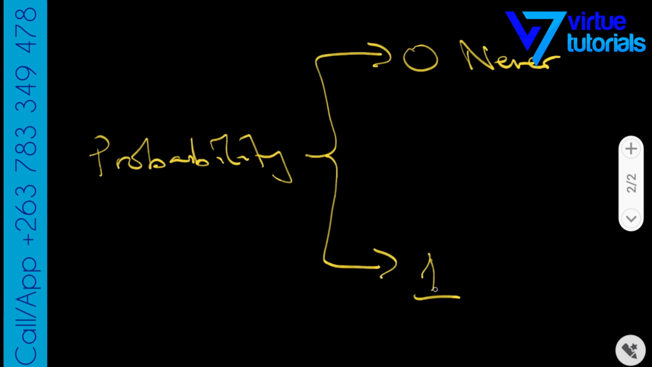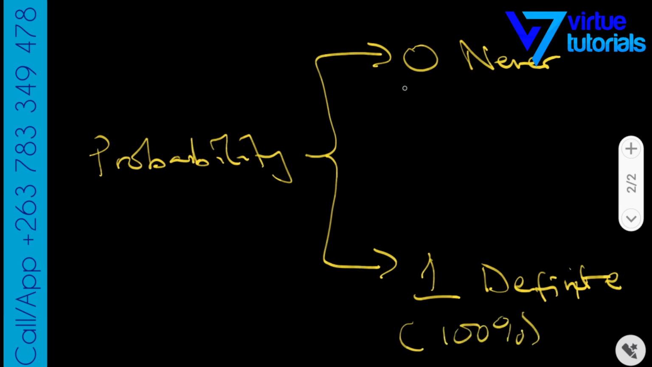Something that has a probability of 1 is definite. It's something that will definitely happen. I mean, what is the probability that the sun will rise tomorrow? That's definite. The chance is 1. It's 100%. So when something has the probability of 1, it has 100% chance of occurring. And when something has a probability of 0, it has a 0% chance of happening.